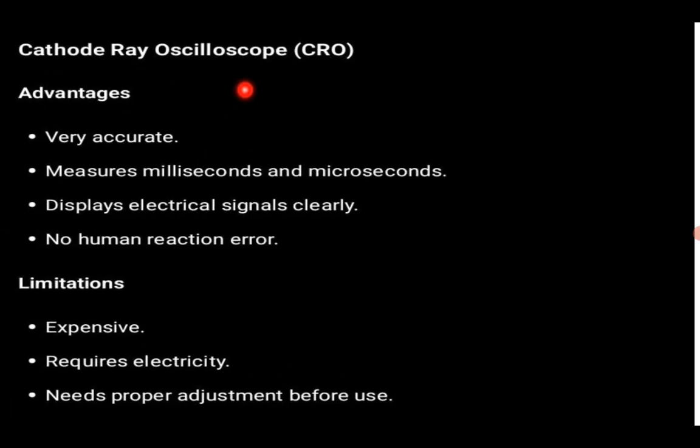The cathode ray oscilloscope has advantages as well as limitations or disadvantages as a measuring instrument. Advantages are that it's very accurate and it measures milliseconds and microseconds very easily. It displays electrical signals clearly on the screen. It has a screen, and there's no human reaction error involved there.